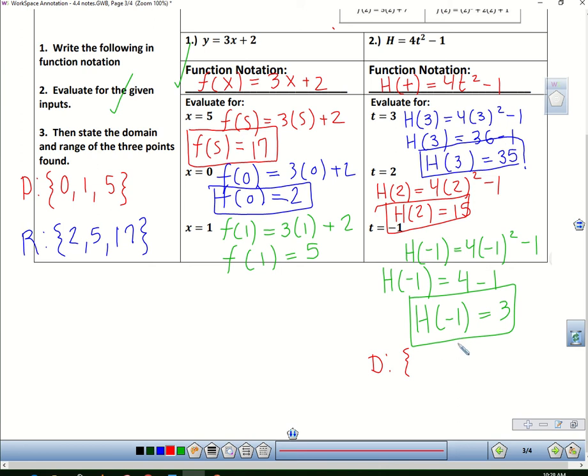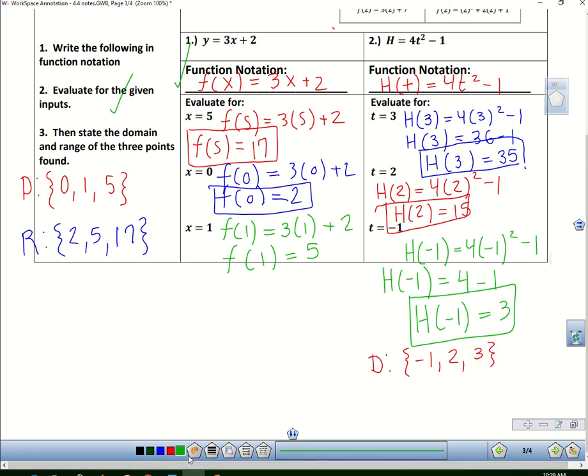Okay. So then moving on from the lesson here, we're going to label all the domain values. So are the domain values the inputs or the outputs? The inputs. What are our inputs? Put them in order, smallest to biggest. Negative 1, 2, and 3. Good. Negative 1, 2, and 3 is your domain.